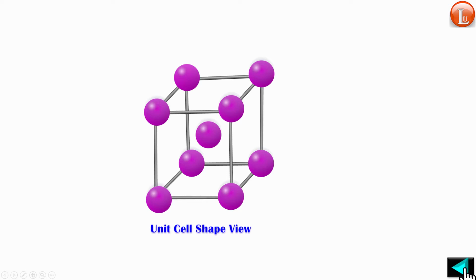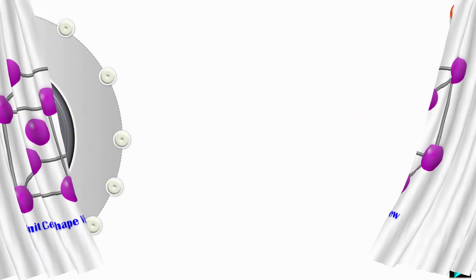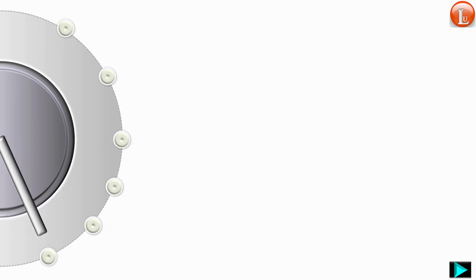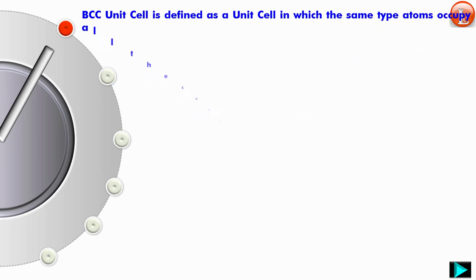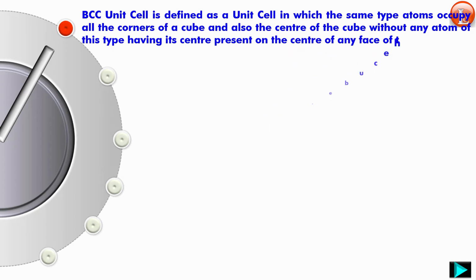So how do we define it? Let's go back to the master slide. A BCC, or body-centered cubic unit cell, is defined as a unit cell in which the same type of atoms occupy all the corners of a cube and also the center of the cube, without any atom of this type having its center present on the center of any face of the cube or anywhere else in the cube for that matter. Please also understand, if the corners are made up of type A atoms and the center atom is type B, you would not call it a body-centered unit cell. You might call it body-centered type, but you cannot call it a body-centered cubic unit cell.